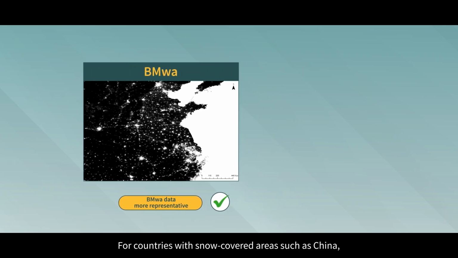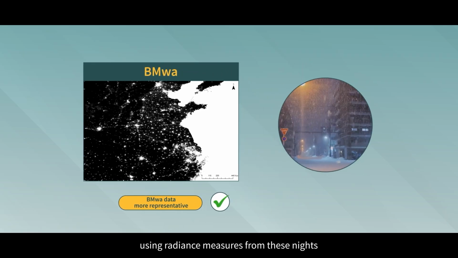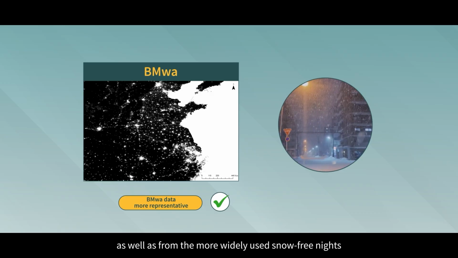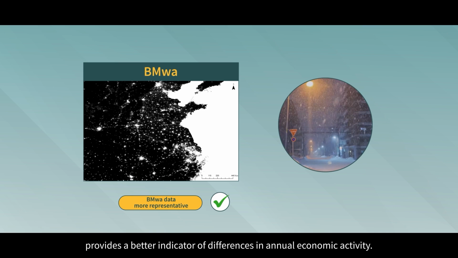For countries with snow-covered areas such as China, using radiance measures from these nights, as well as from the more widely used snow-free nights, provides a better indicator of differences in annual economic activity.